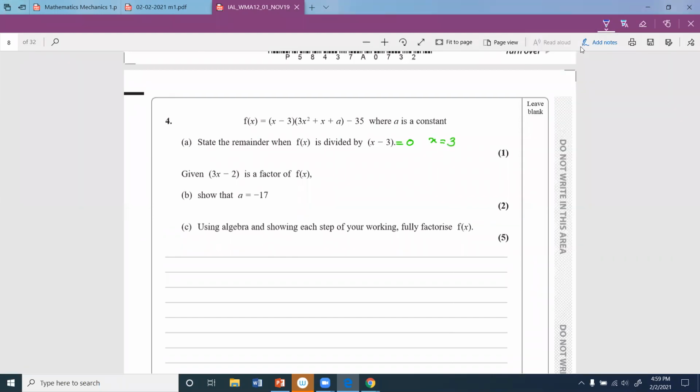So we will get f(3). Then what do you get with it? 3 minus 3 times 3 times 3 squared plus 3 plus a, minus 35. So this is 0, times this is 0, minus 35. The answer is minus 35 for the remainder.